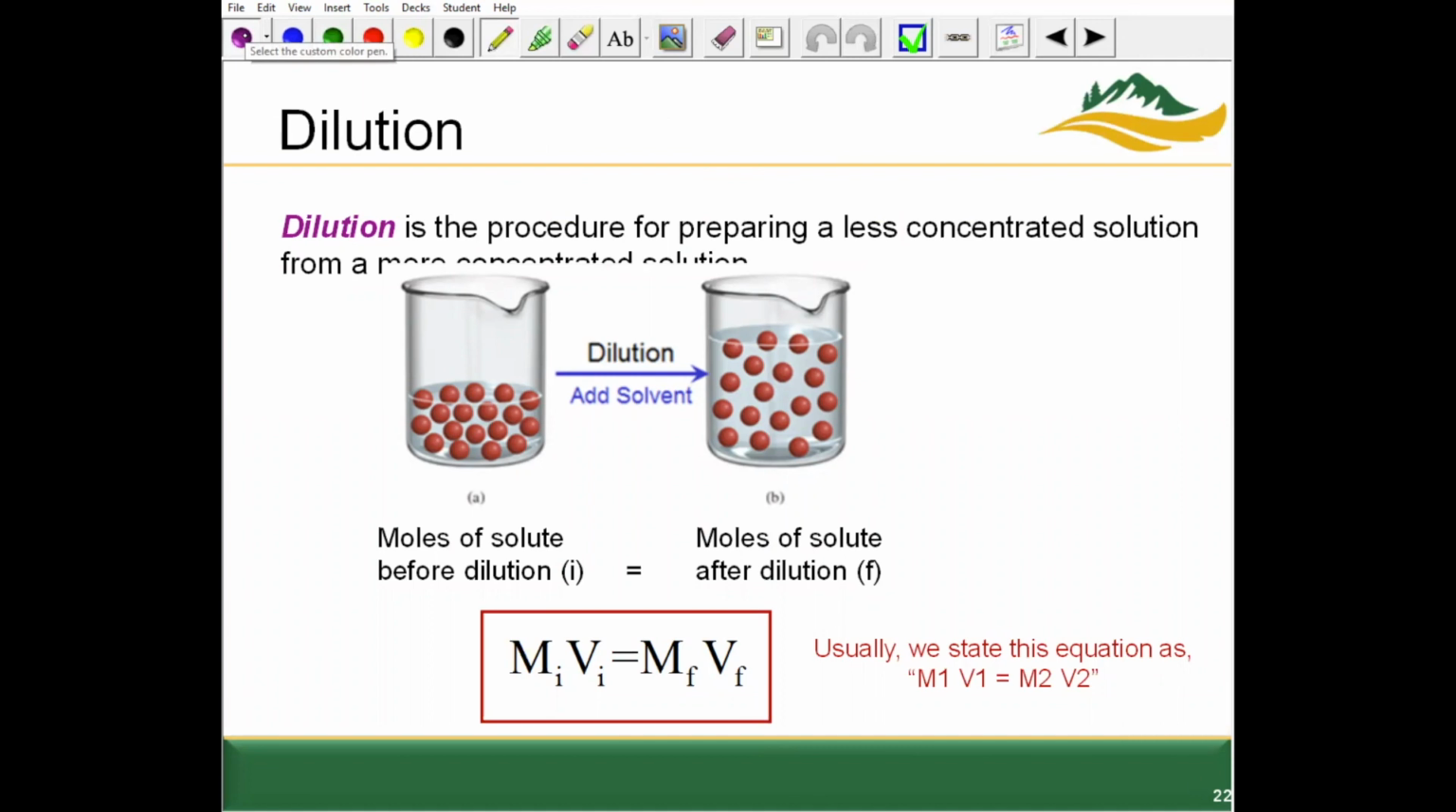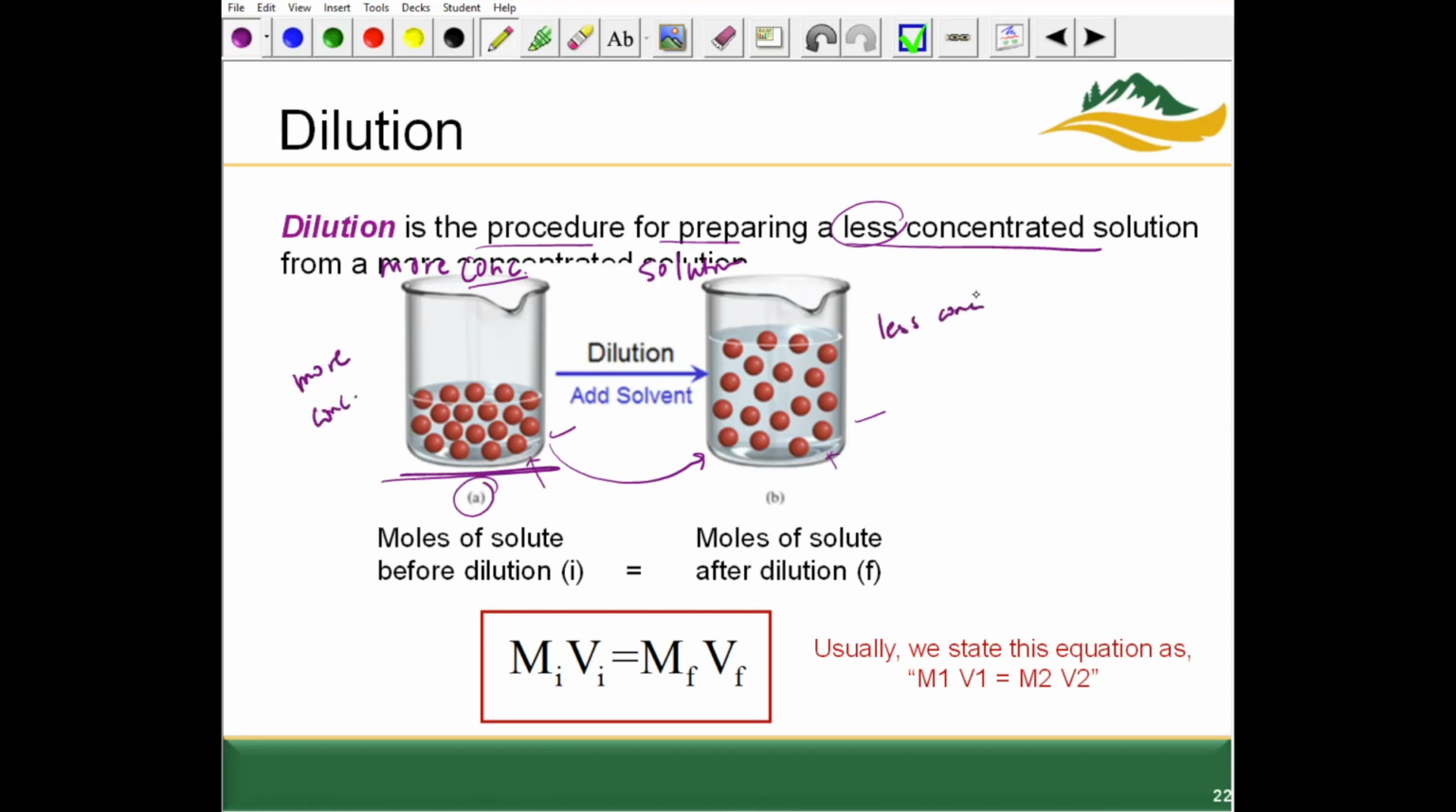So to define dilution, it's the process, the procedure for preparing a less concentrated solution from a more concentrated solution. So we're taking a more concentrated solution like we see in part A, then we're diluting it into this less concentrated solution. I want you to notice something right away about the number of red spheres in the more concentrated. This is more concentrated. This is less concentrated. So it's more concentrated because we have more of these particles in less amount of total volume.